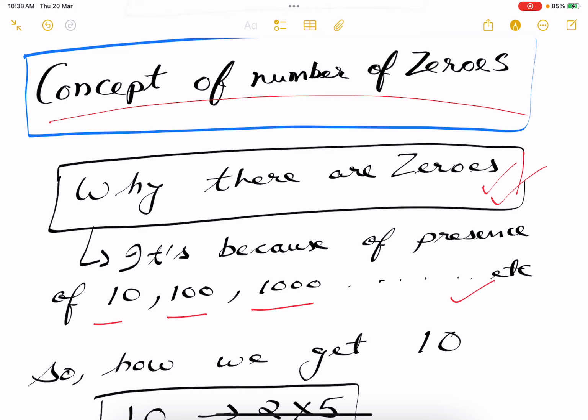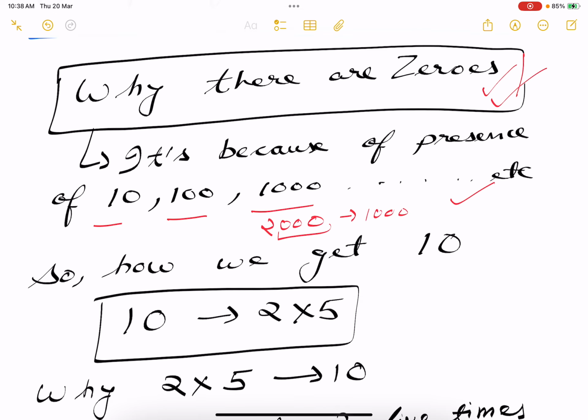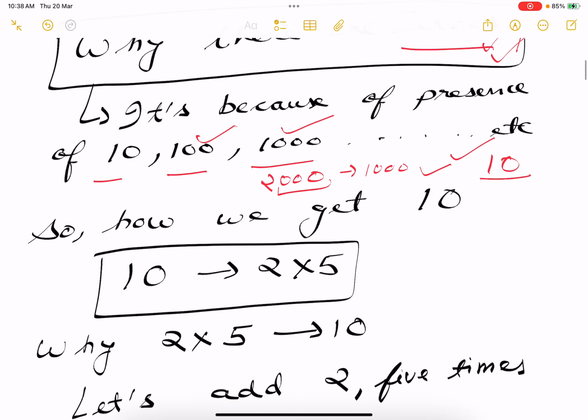Right. For example, in 2000, the number of zeros would be because of 1000. Okay. So, we are saying that the presence of zeros is due to the presence of 10, 100, 1000. So we can say that it is due to the presence of multiples of 10. So how do we get 10? To get a 10 we need 2 and 5, because 2 multiplied by 5 gives rise to 10, isn't it?